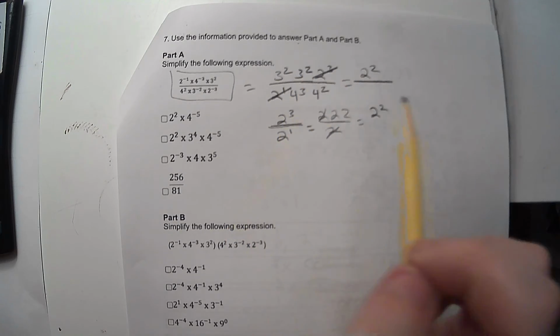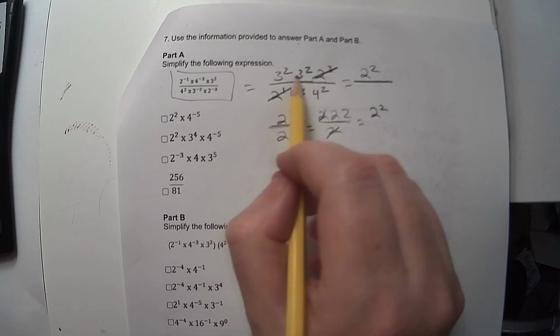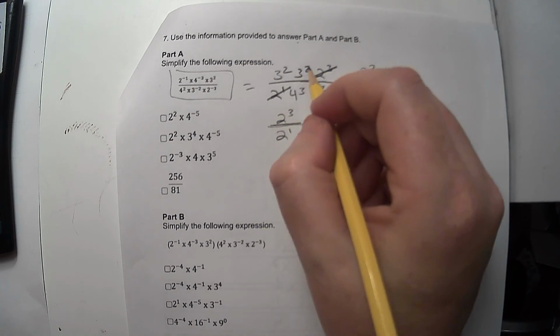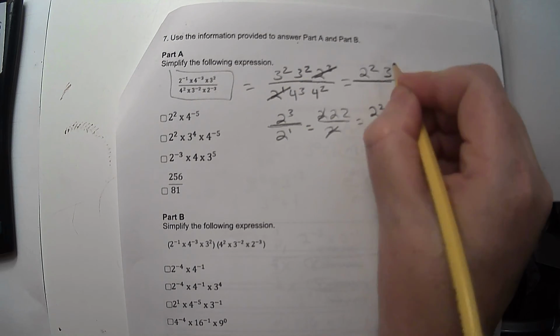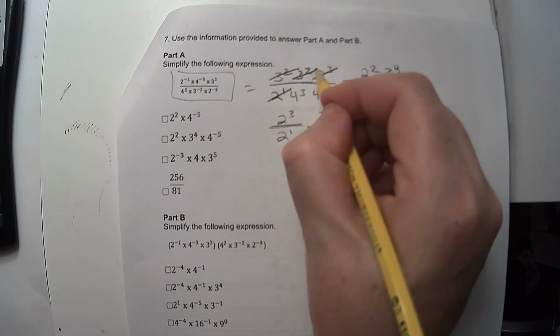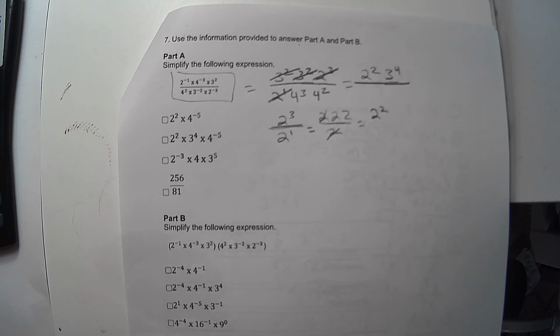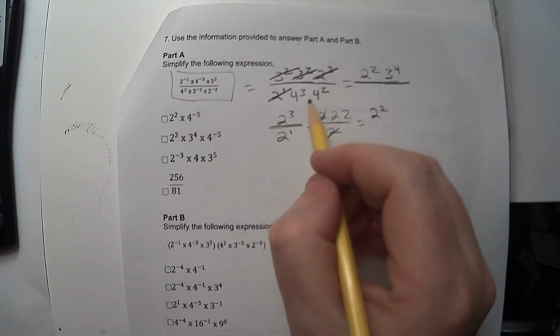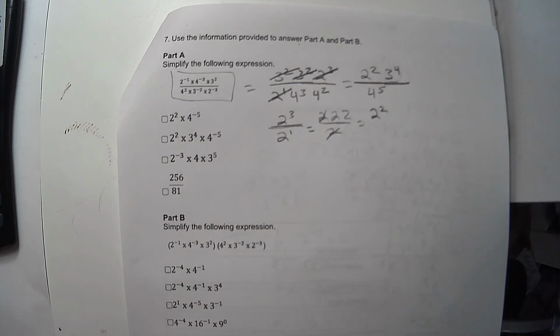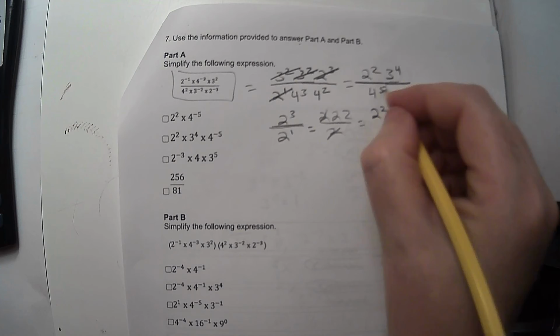Alright, now let's go to the 3's. I got 3 squared and 3 squared. They are side by side. They're both on the top. So if they're side by side, I need to add. So 2 plus 2 is 4. So I end up with 2 squared and then 3 to the 4th. Mark them off. Alright, my next one, I've got 4 to the 3rd and I've got 4 squared. They're side by side. The rule says to add them. So 4 to the 5th. And that goes on the bottom.